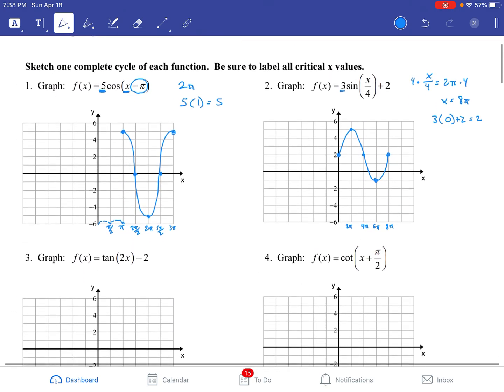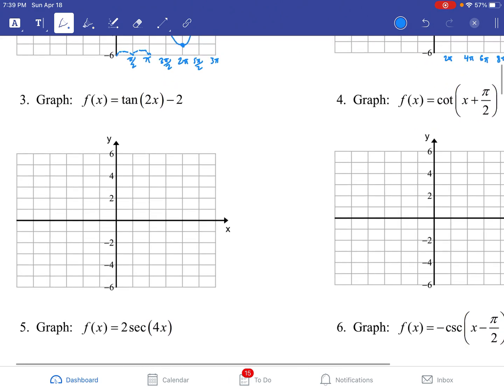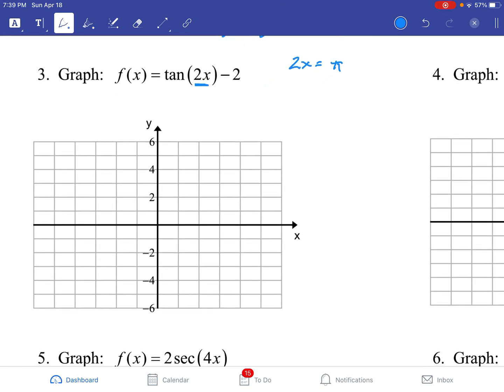Next, tangent. All right. Now, tangent and cotangent are a little bit different than secant, cosecant, sine, and cosine in terms of period, because the period for tangent and cotangent is pi, not 2 pi. So since the period is changing because something is being multiplied or divided by the x, we have 2x equals pi as our standard period. We divide both sides by 2, so x will equal pi over 2.